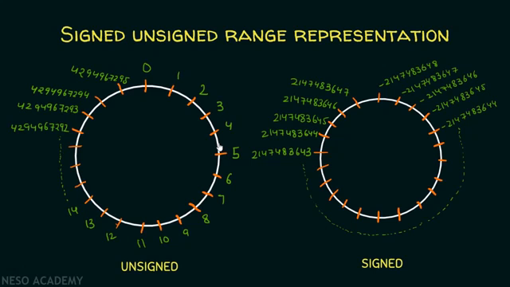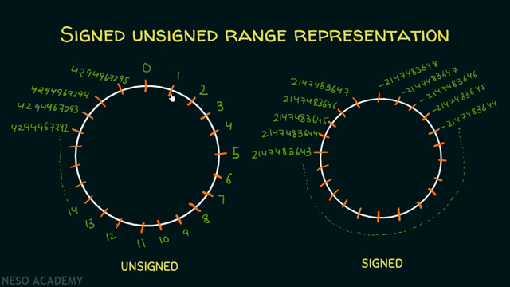This clock analogy helps us in understanding these range exceeding conditions. Let's visualize this. As we know, for a 32-bit unsigned integer, the range would be from 0 to 4294967295. And if we try to exceed this maximum value, that is 4294967295 to 4294967296, we come back again to 0.